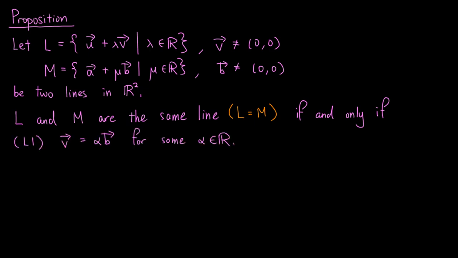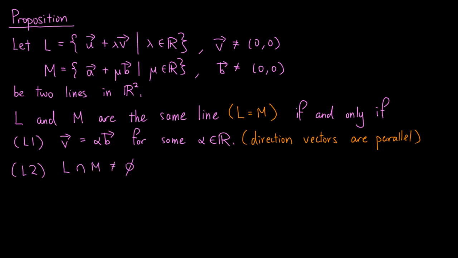The first one is that v equals alpha times b for some real number alpha. In other words, the direction vectors of the two lines are parallel. The second condition is that L intersect M is non-empty. In other words, L and M have a common point. It is not hard to understand why these two conditions would guarantee that L and M are the same line, because the first condition implies that L and M are parallel, and the second condition guarantees that there is at least one point which is common in both L and M, which means that the two lines must coincide.